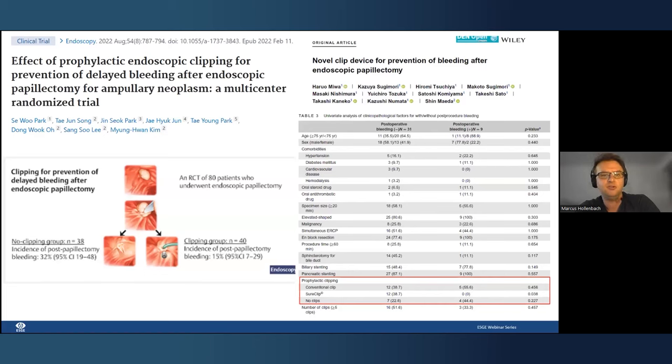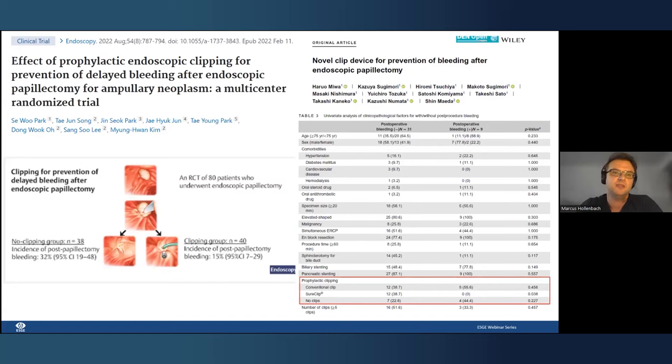I think this is a huge and important difference, but however, the statistical calculation was not significant because of the overlapping confidence intervals. And that means based on this study, there is no clear recommendation to do a prophylactic clipping in every patient after endoscopic papillectomy, but maybe for such high-risk patients I presented before with anticoagulants, this could be a valuable option.